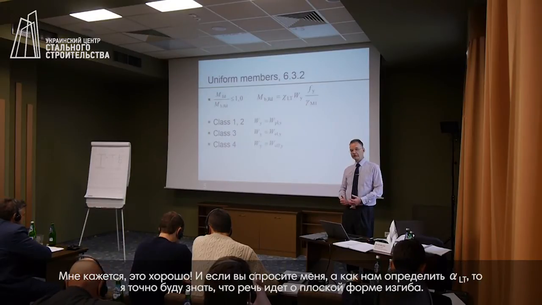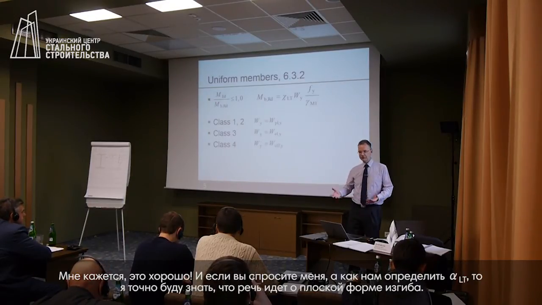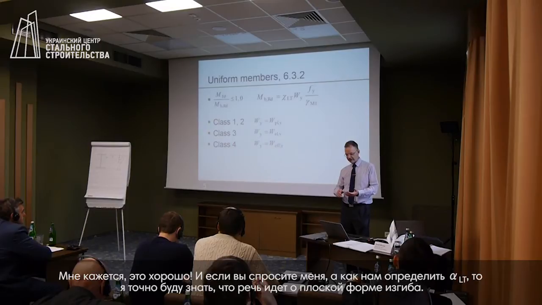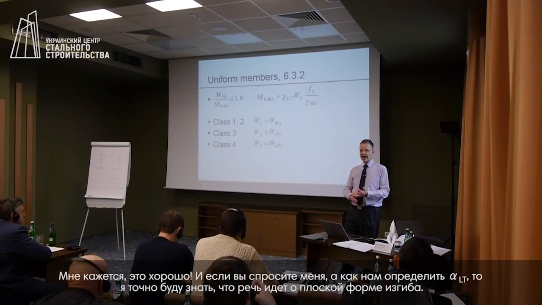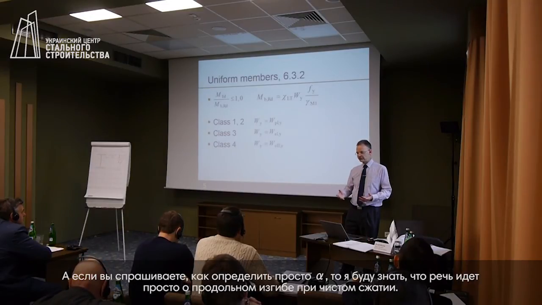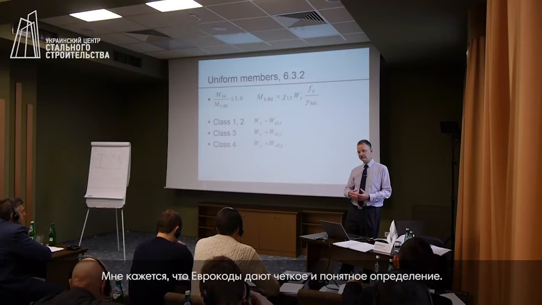I think that's good, because if you were to ask me a question and to say, how do we identify alpha LT? I know that you're thinking about lateral torsional buckling. If you said, how do I identify the factor alpha? I know that you're thinking about buckling under pure compression. So to me, the Eurocode system is good.